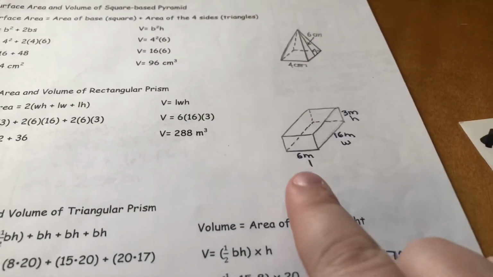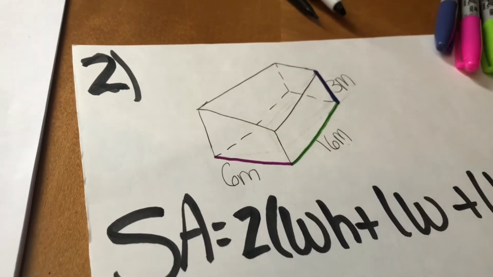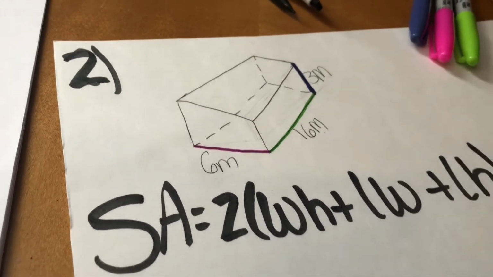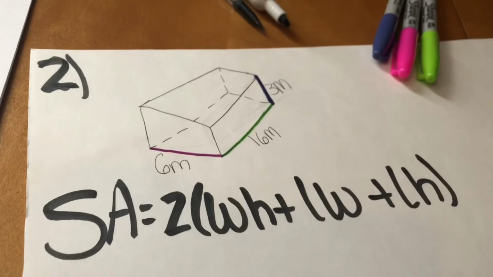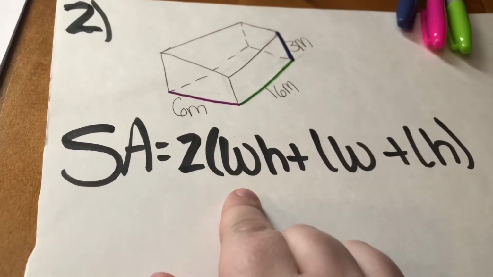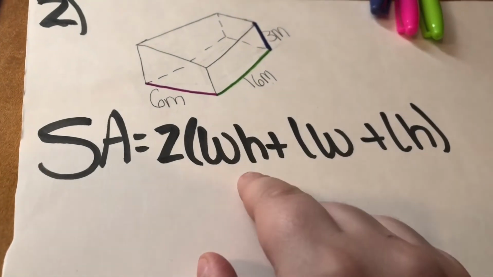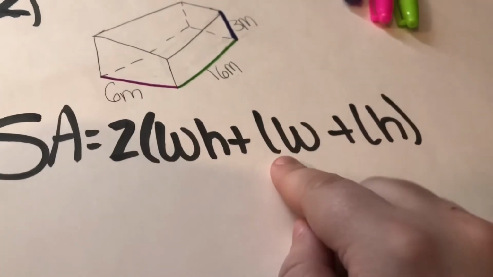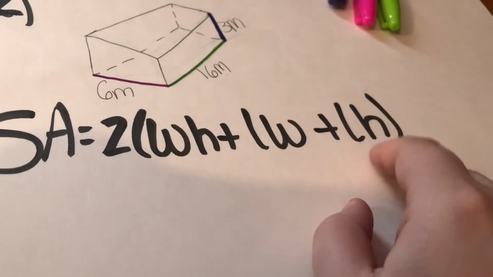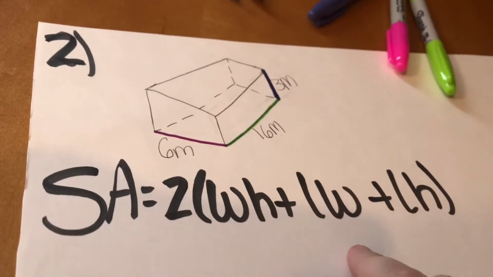Okay, so we're going to go ahead and go on to number 2, and once again, I went ahead and drew that on my paper. Don't mind my terrible drawings, I know they're not the best. I went ahead and also wrote down the formula. It is 2 times the width times the height plus the length times the width plus the length times the height, and that whole thing is in parentheses.